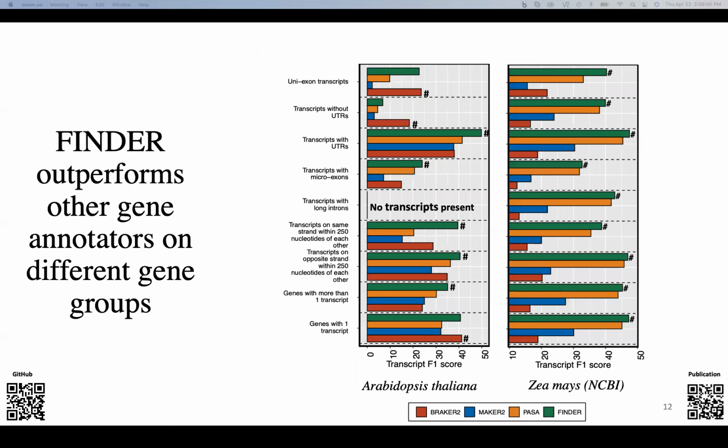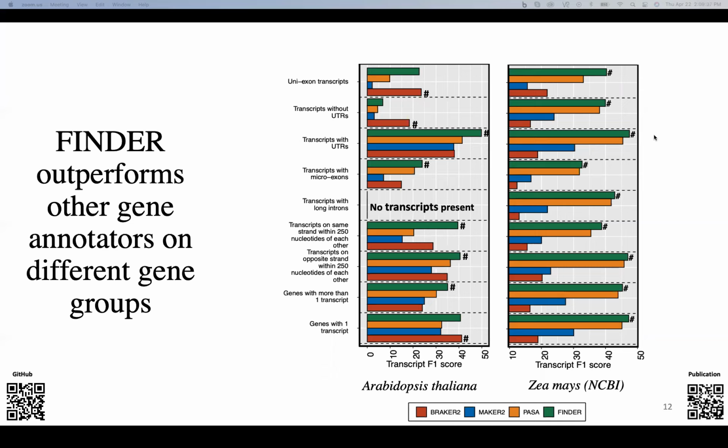So we categorize these genes based on different criteria into different groups. There was a group with uni-exon transcripts, which contained only those genes which had one transcript. And there was a group of transcripts without any UTRs, then groups of transcripts with UTRs, and other such similar kinds of gene groups.